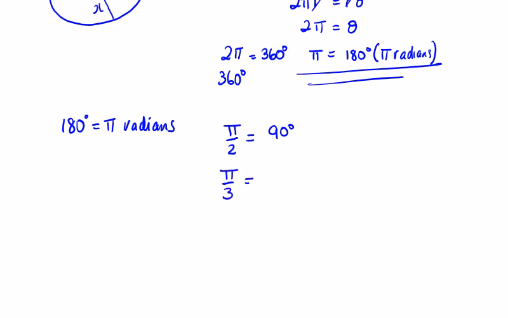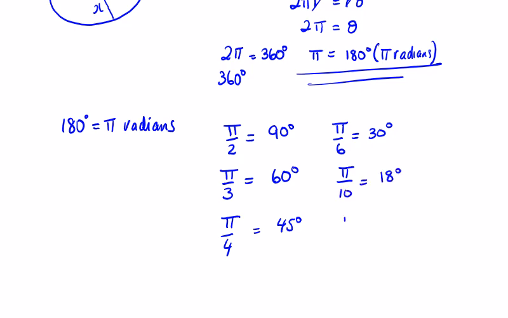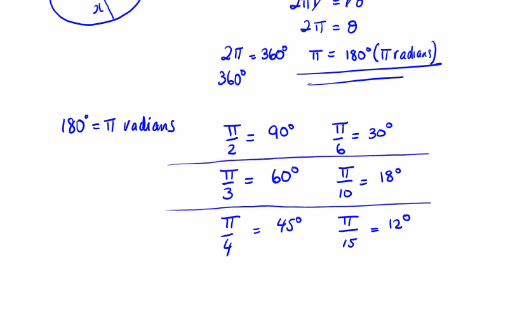And these are the things we're going to see most commonly. Pi over 3, 180 divided by 3 is 60 degrees. Pi over 4 is 45 degrees, 180 divided by 4. Pi over 6 is 30 degrees. So pi over, let's say 10, 180 divided by 10 would be 18 degrees. Pi over 15, 15 twelves is 180, so 12 degrees. So these are just some examples of the angle sizes that we're going to see.